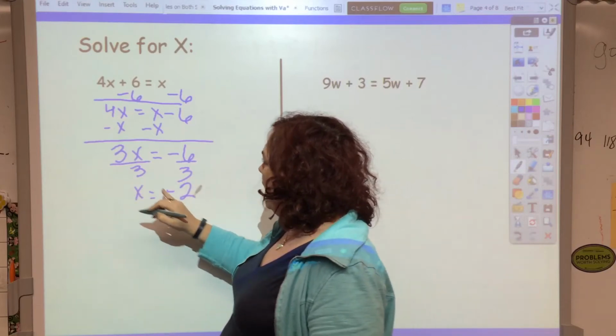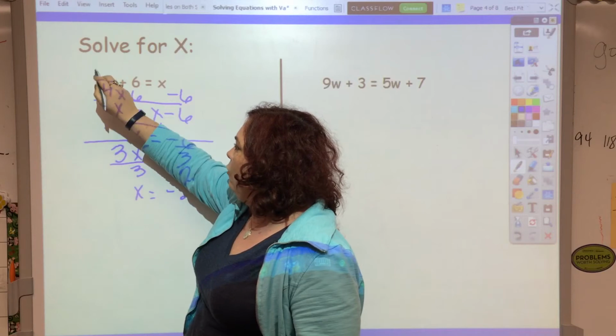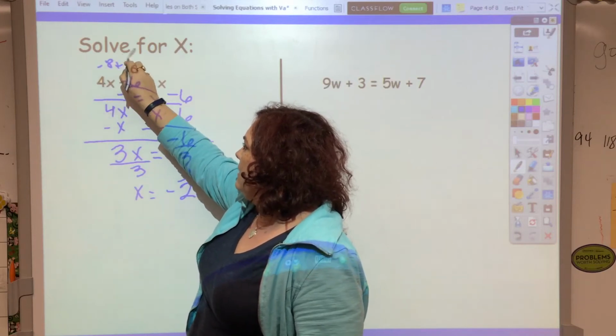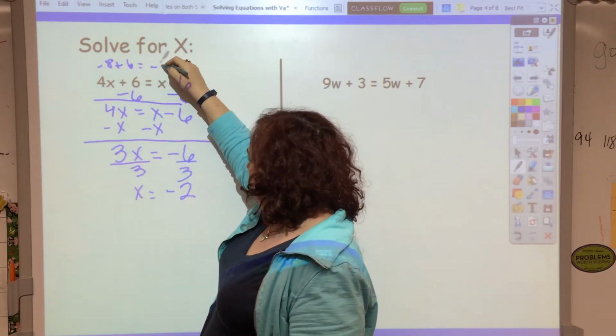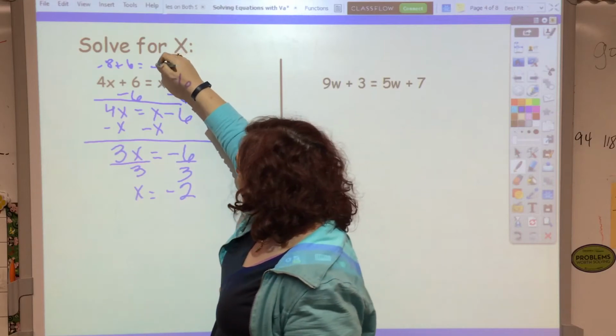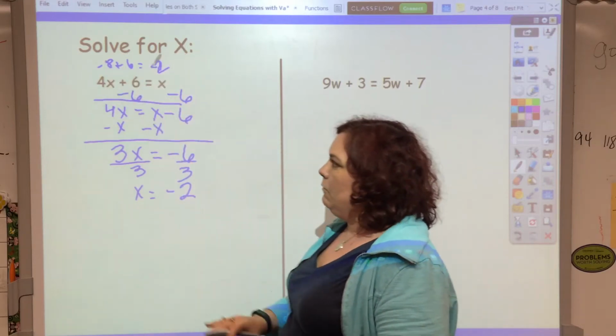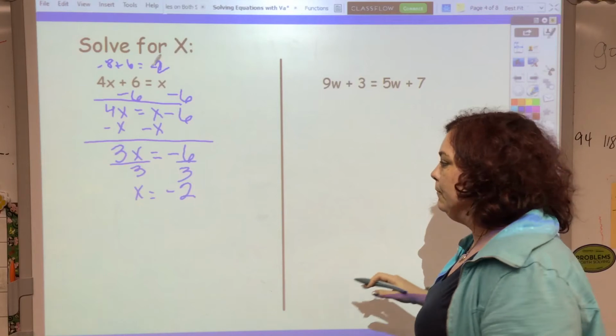So let's try it out. Negative 2 times 4 is negative 8, plus 6 equals negative 2 is what it should equal. And negative 2 does equal negative 2, so it all checks out.